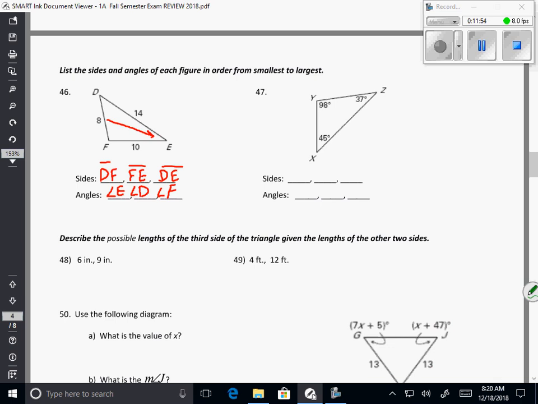We start here with the angles. Angle Z is the smallest, angle X is next, and angle Y is last, the largest. And the side opposite of Z would be the smallest side, XY. Opposite of X is YZ, and opposite of Y is XZ.